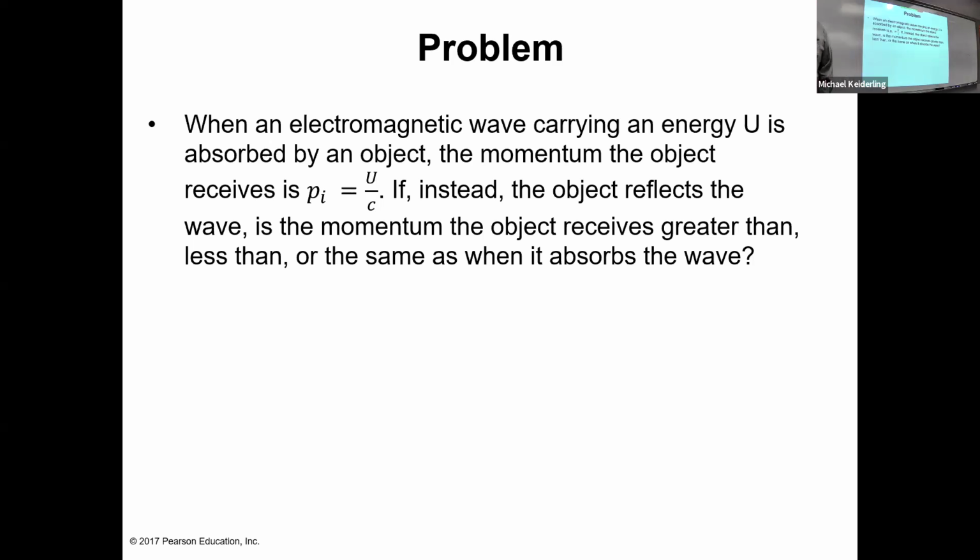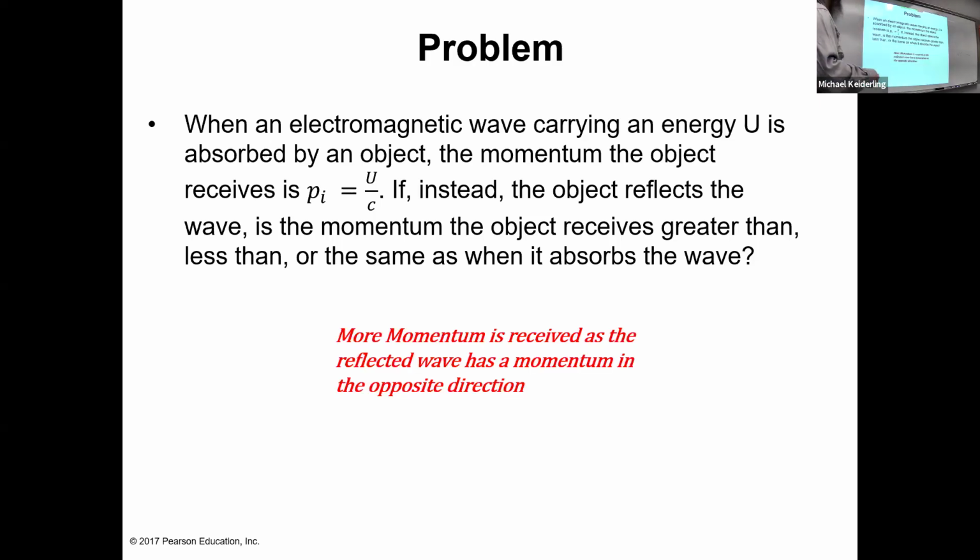Yep. Because when it hits it and absorbs, it just gets p. But when it bounces off, the light has momentum in the opposite direction after it bounces off. And so it has to get more than p transferred. The more momentum is received, the more the reflected wave has momentum in the opposite direction. So if you want to push something with light, you reflect the light off of it, which is why if you're designing a solar sail, you make it out of shiny material.